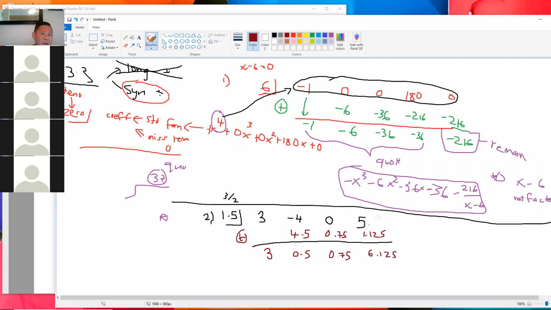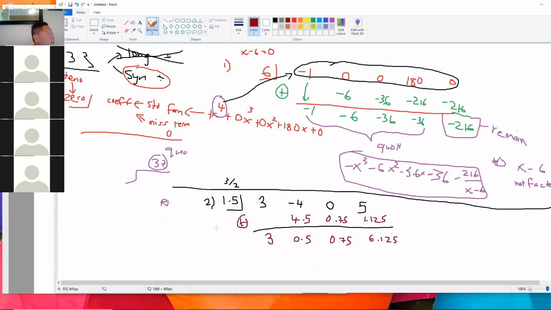6.125, right? Is that correct? Okay. And what is this 6.125 we call that? The remainder. Your remainder. And don't forget, this one is an x cubed, right? So can you tell me what is your answer in this case?